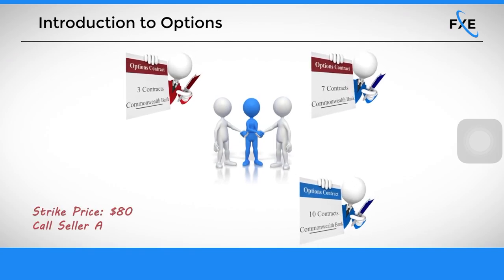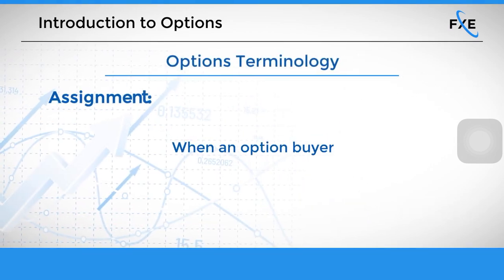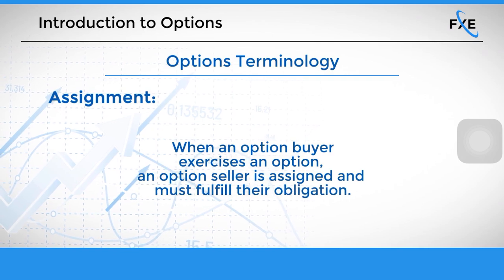In the example that we can see on the screen, there may be a call seller wanting to sell 3 contracts and another wanting to sell 7 of the same contracts that the call buyer is requesting. This means that there are enough contracts on offer for the call buyer, and the trade will be executed by the exchange. Assignment. When an option buyer exercises, an option seller is assigned and must fulfill their obligation.